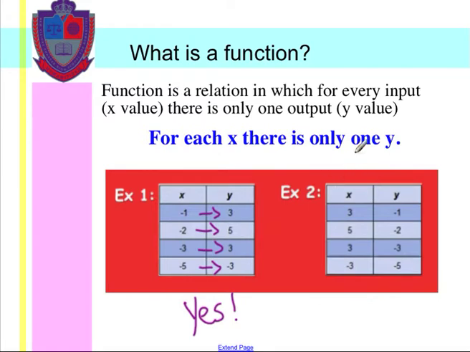Let's go into number 2. 3 goes to -1, 5 goes to -2, 3 goes to -3. Since we have a 3 already, we don't need that. 3 goes to -3, -3 goes to 5. Notice this guy right here, 3. It went to -1 and -3. That's not our definition. Our definition says every x has to have one y value. So this second example is not a function.